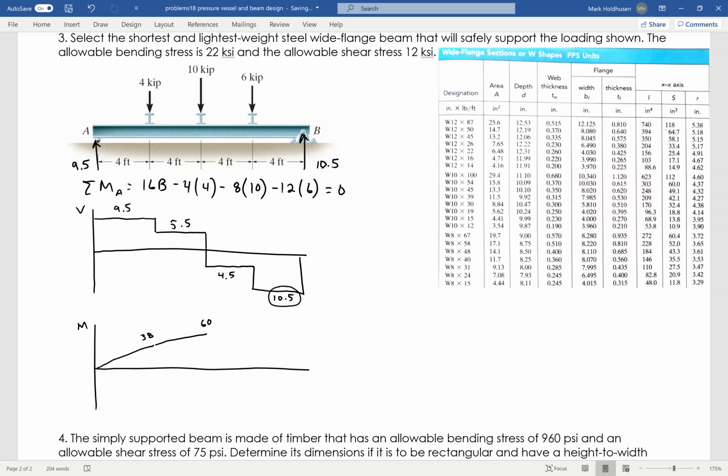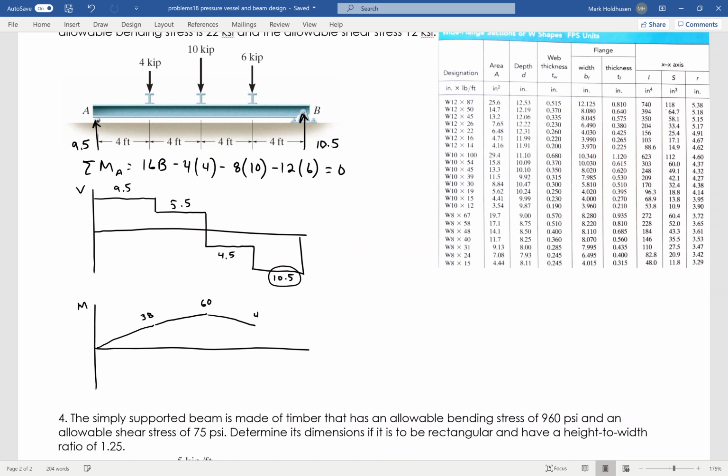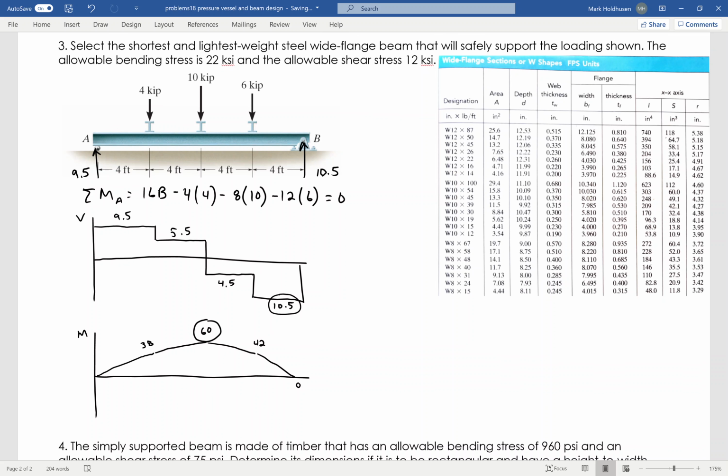Now it starts going back down at a negative 4.5. 4.5 times 4 is 18, so this then becomes 42. And then 4.5 times 10.5 takes us all the way back down to 0. So this is my maximum moment, and I'll go ahead and write that right here. M max is 60, and what I have there is kip feet. I want that in pound inches, which is actually going to be 720,000 pound inches. That way I get everything in pounds and inches like I like to do.